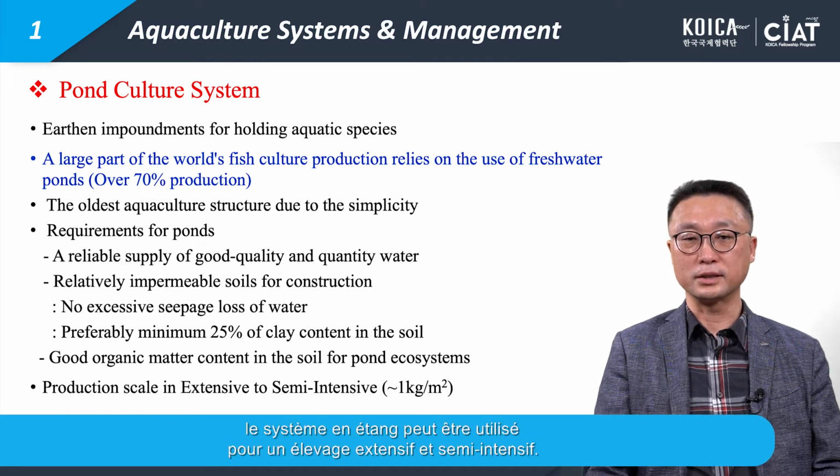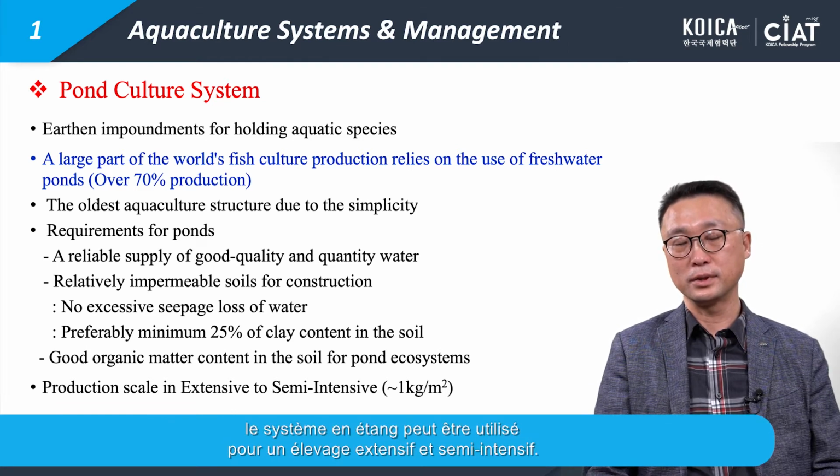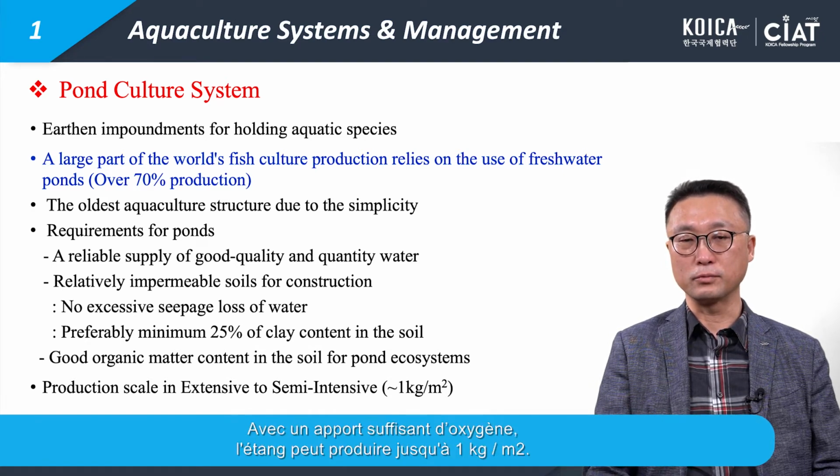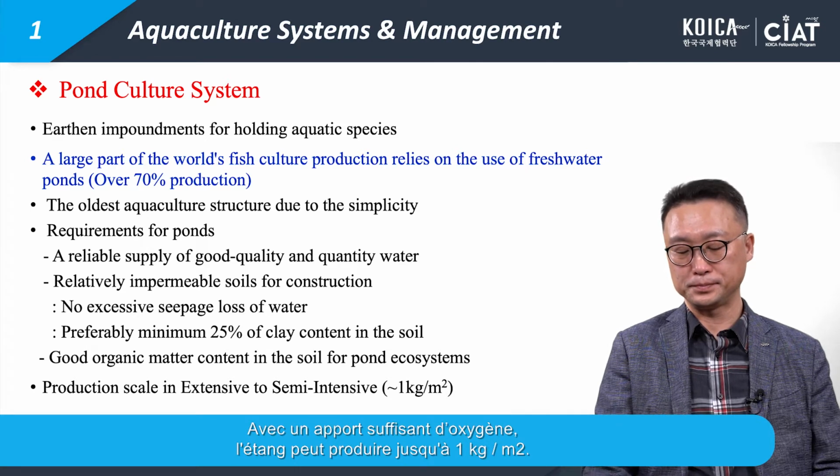Production scale in this type of system is usually not great. It can cover extensive to intensive and semi-intensive culture. So the maximum production rate, when we provide enough oxygen into the pond water, will be up to 1 kilo per square meter of pond surface area.